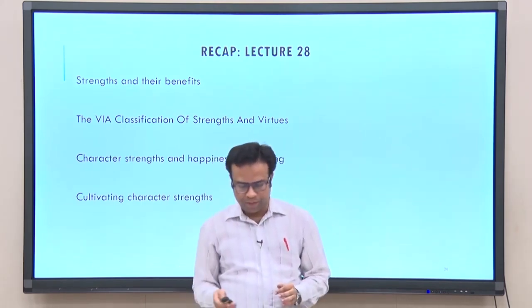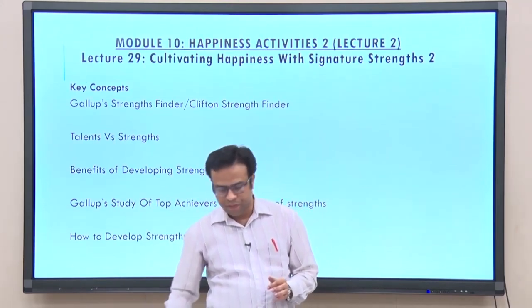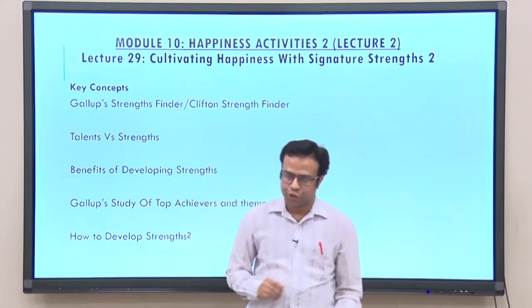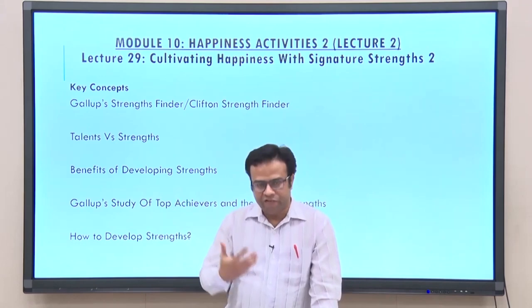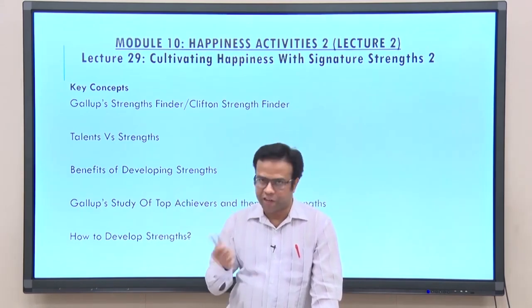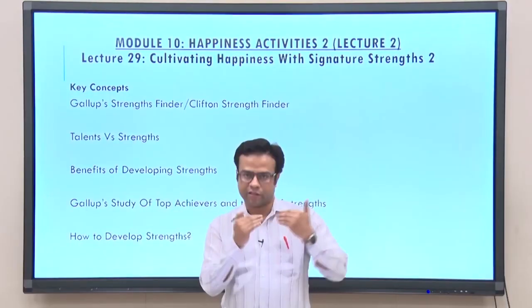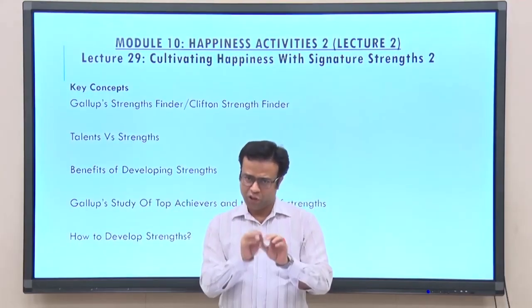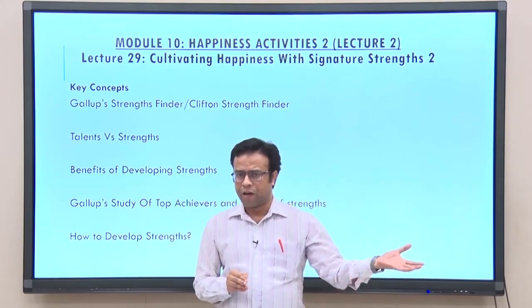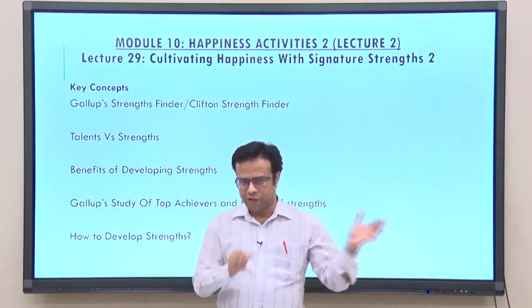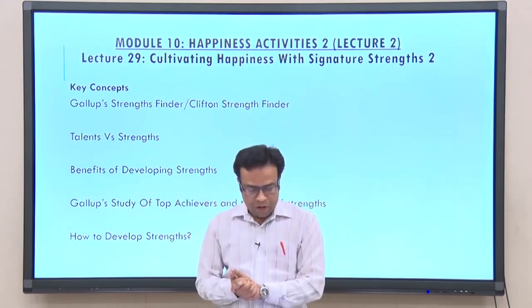Today, we will continue the discussion of character strengths using another approach, which is called the Gallup Strength Finder or Clifton Strength Finder. This is another approach of looking at human psychological strengths, but the approach is a little bit different from the VIA classification that we have discussed. Here we will focus a little bit more on the concept of talents and strengths.